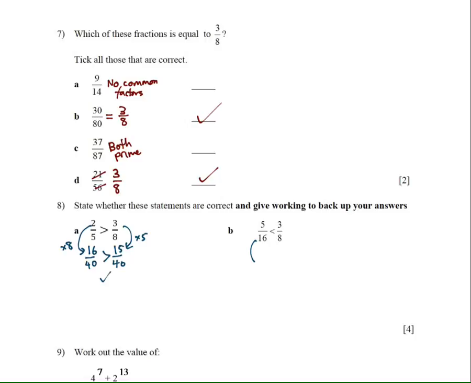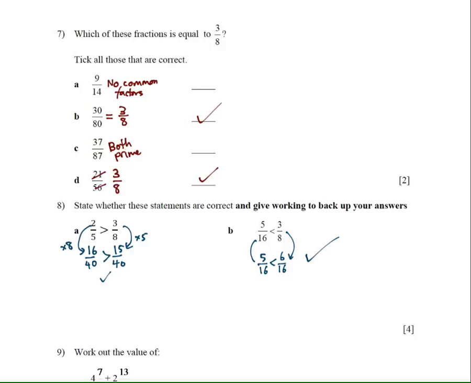Part B. We're not going to do anything to the 16ths, we're going to keep them exactly the same. We're just going to times the denominator of 3/8 by 2, and also times the numerator by 2 to get 6/16. And indeed 6/16 is bigger than 5/16, so this is also true.